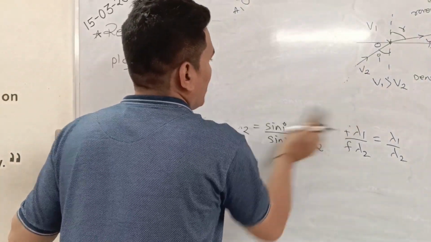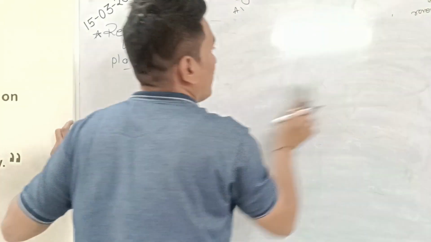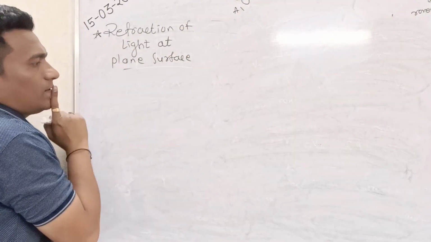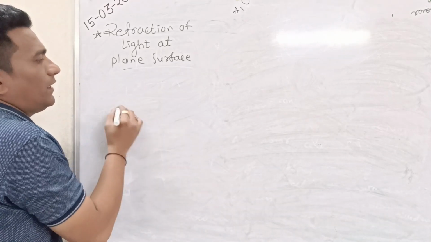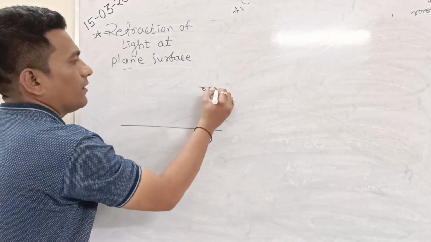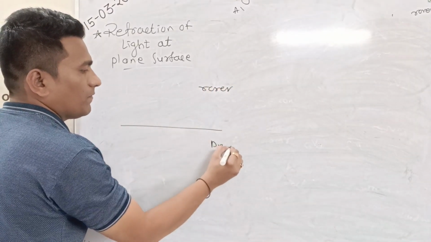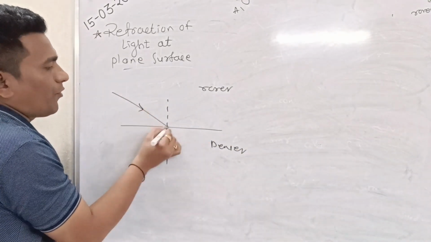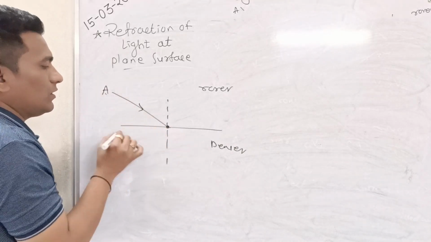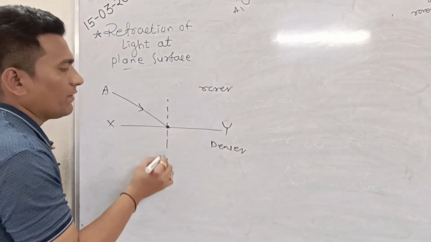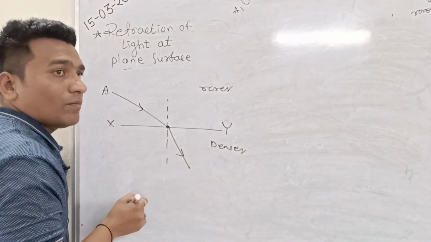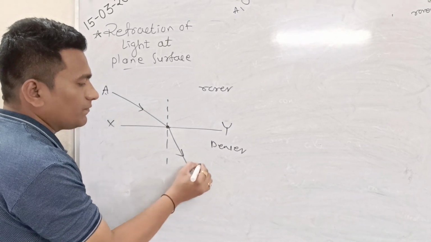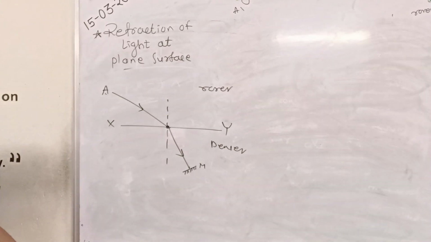Now the second point is the principle of reversibility of light, very important, right? The formula is also very important. So let us suppose again, rarer medium, denser medium, normal line, point of incidence, AO is the incident ray, XY is the refracting face. The light ray will bend towards the normal. Agree? Now if I place a mirror over here, M indicates mirror.